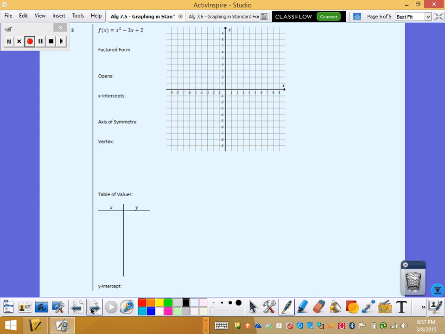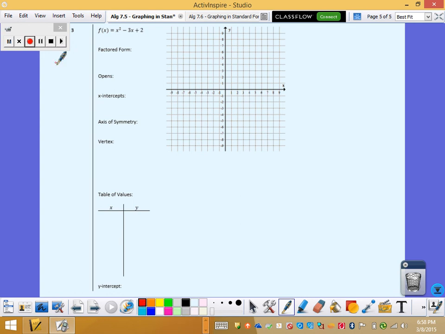Okay, let's do one more. This is example 3 in your notes on page, should be 19. So same drill. You can go ahead and pause me and try and factor and solve, fill in all these blanks on your own. And start me back up after you've done that.